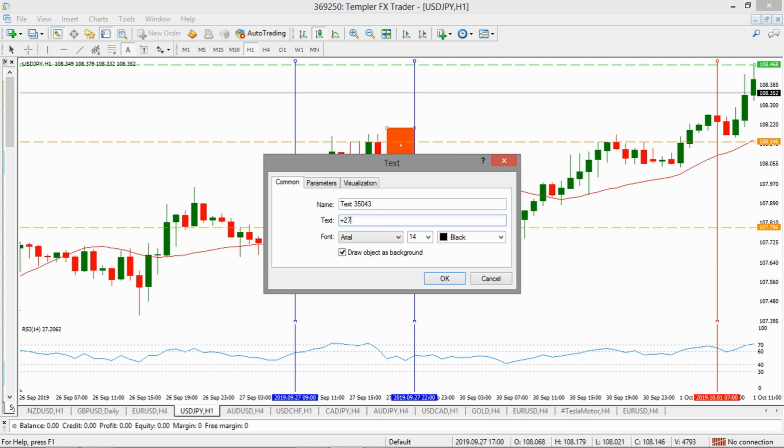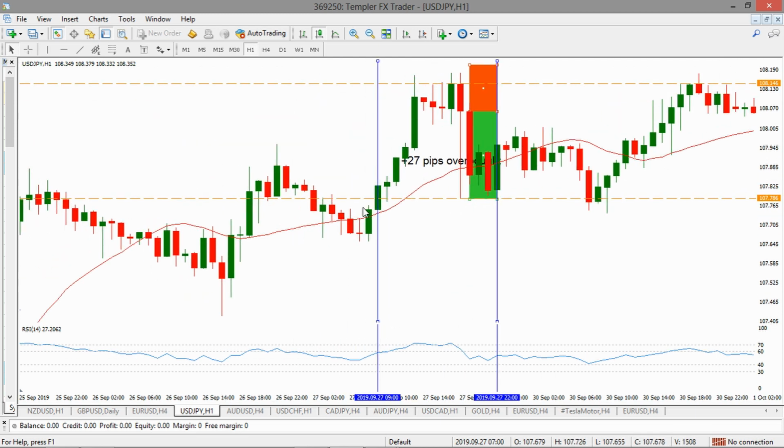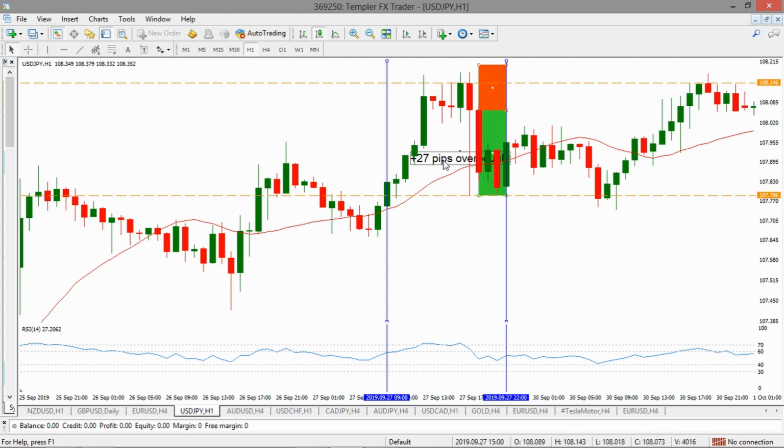That's how I record my data every time I backtest any new strategy. 27 pips. The market was overbought. You might even add any other condition, maybe a divergence, but in this case today we will just use overbought situations. So we gained 27 pips in an overbought situation.